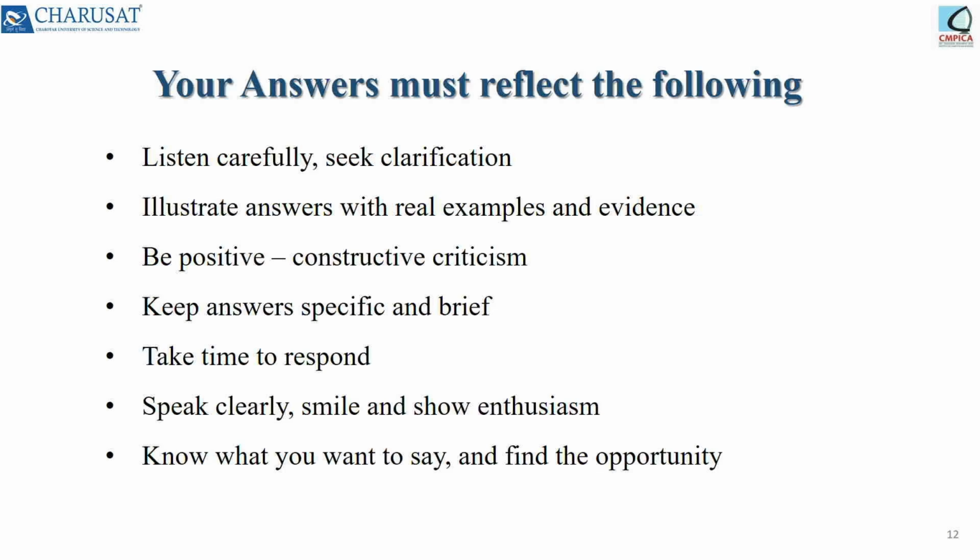In a Q&A session, people lose their score not because they have not spoken, but because they have not spoken the correct answer. So therefore, the very first thing you have to do is listen to the question carefully and seek clarification if you do not understand.